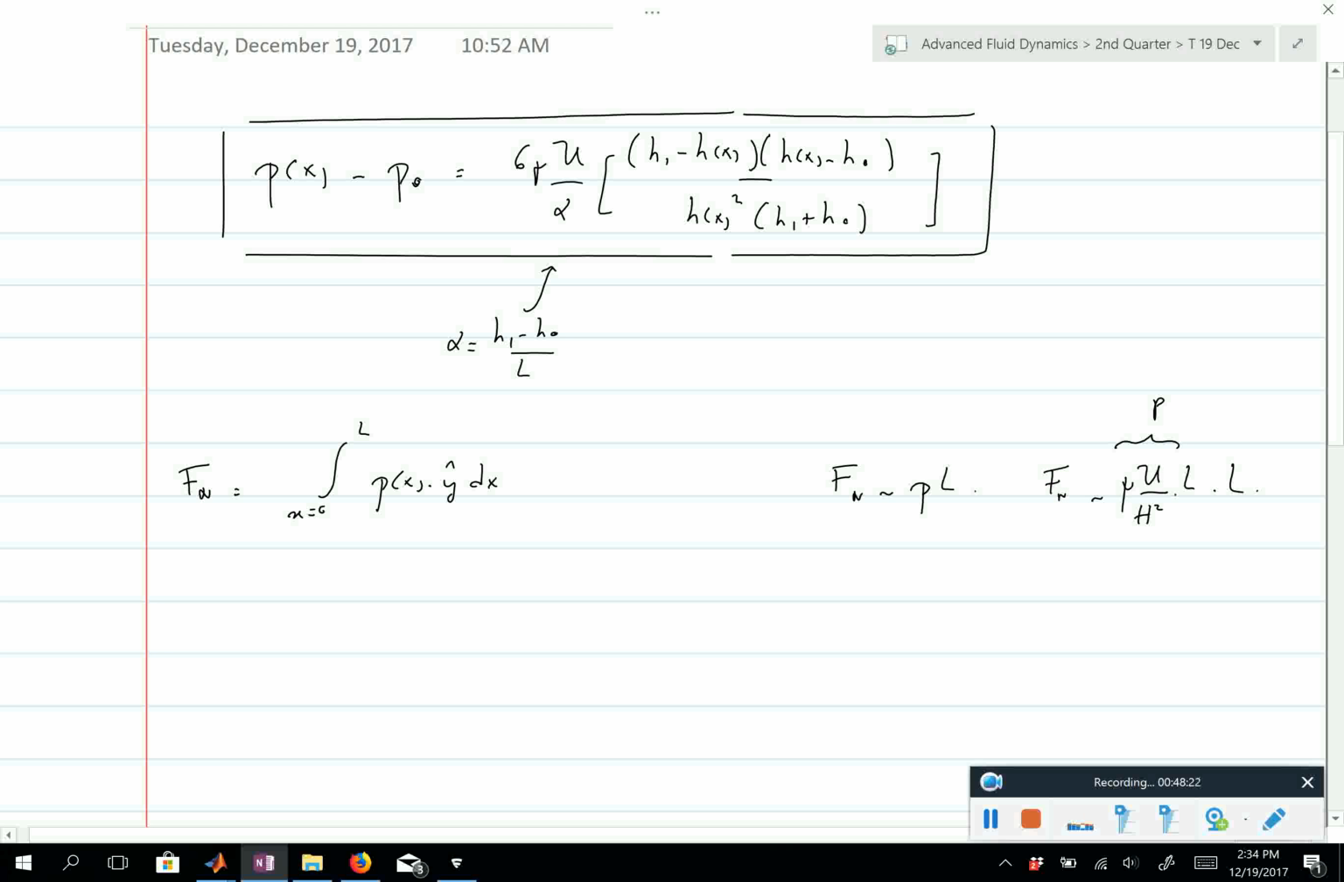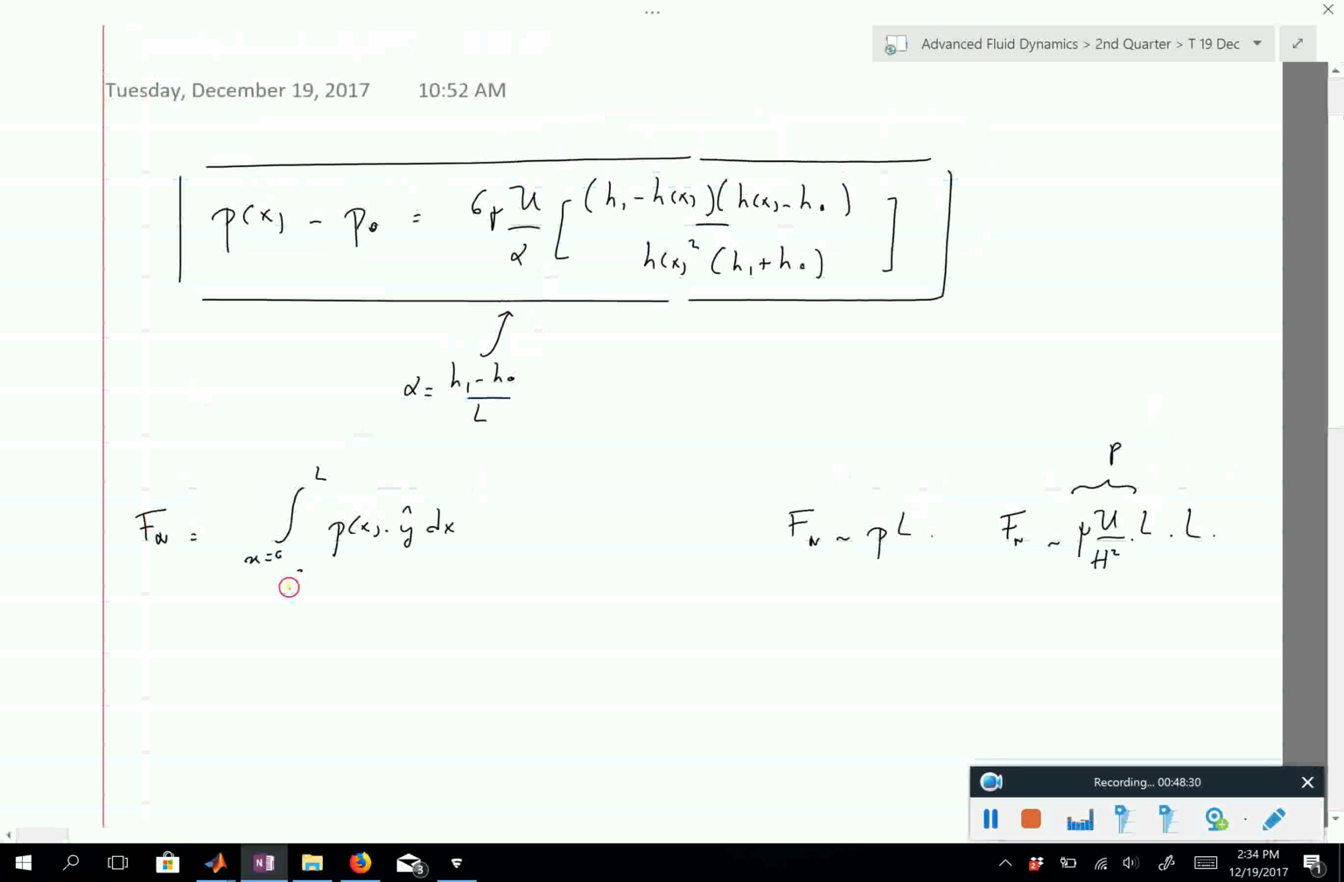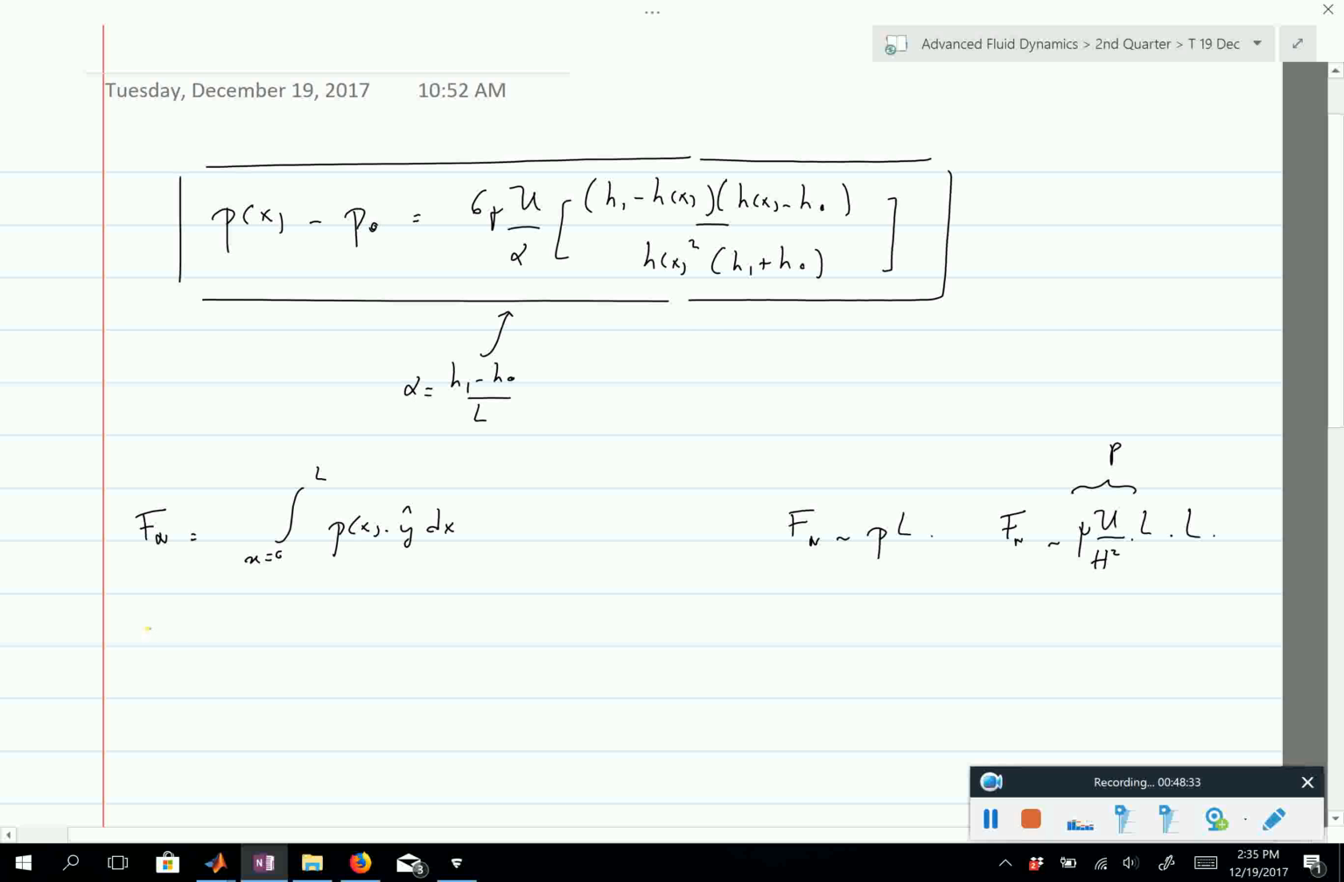So if you compute the normal force, I'll just write it down. The normal force is equal to, you exactly get 6 mu U divided by alpha squared times the log of H1 divided by H0 minus 2 (H1 minus H0) divided by (H1 plus H0). Now we know what H1 minus H0 is because this is what we machined, so we know. Now what would set H0?